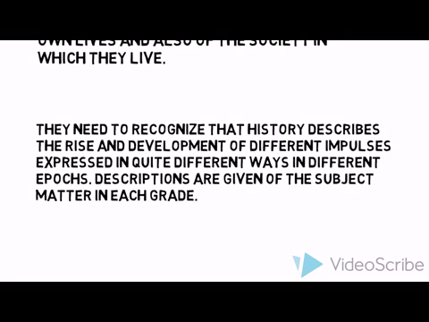They need to recognize that history describes the rise and development of different impulses expressed in quite different ways in different epochs. Descriptions are given of the subject matter in each grade.